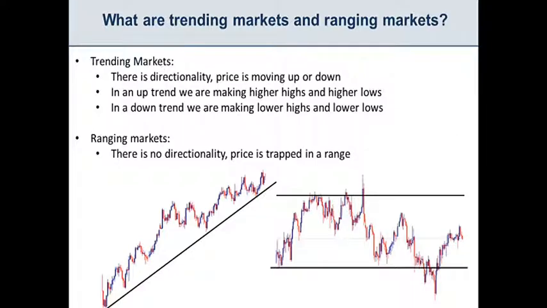Okay, so ranges are clearly defined areas of support and resistance that remain unbroken, and the trending markets or trends are defined price action that is moving higher or lower. So this is the basic definition of a trending and a ranging market.